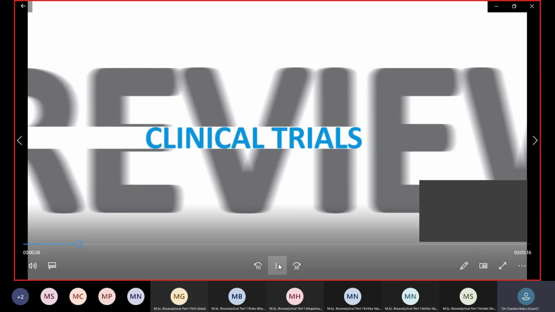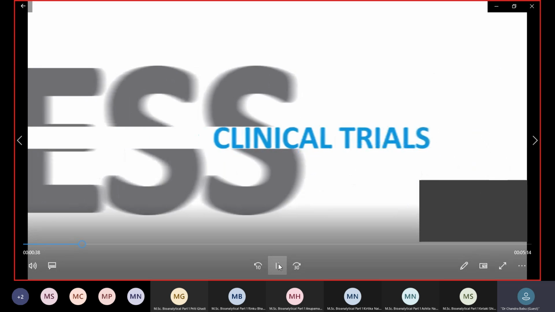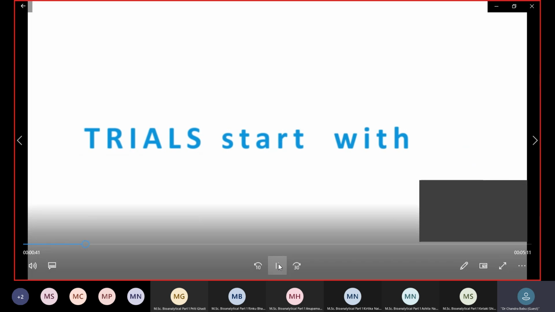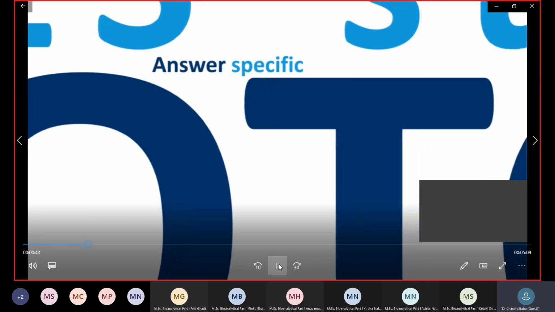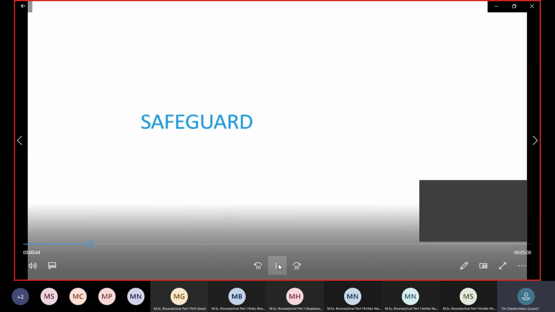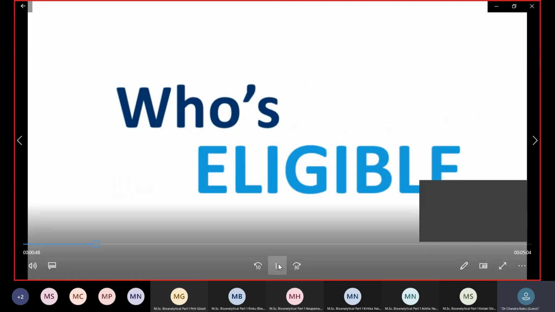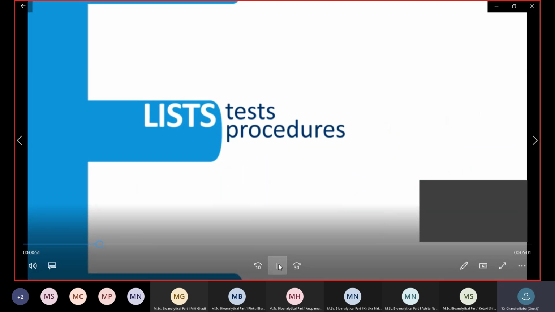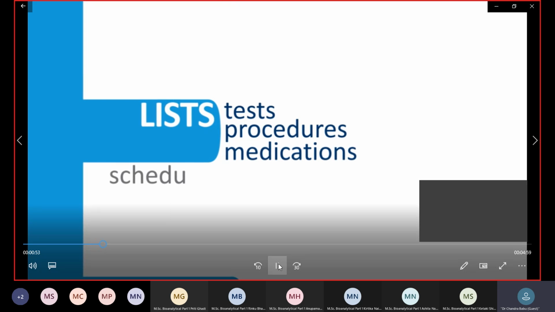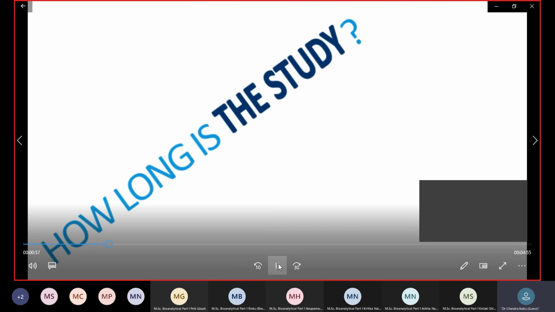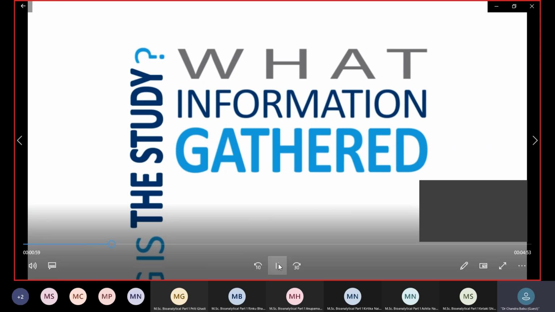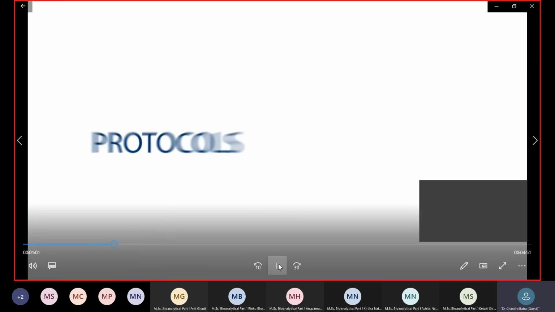Clinical trials go through a long review process before they can begin. Each trial starts with a protocol designed to answer specific research questions and to safeguard the health of the participants. It describes who is eligible to participate. It lists the tests, procedures, and medications involved and what schedules each of these will follow. It tells how long the study will be, details what information will be gathered, and how it will be analyzed.